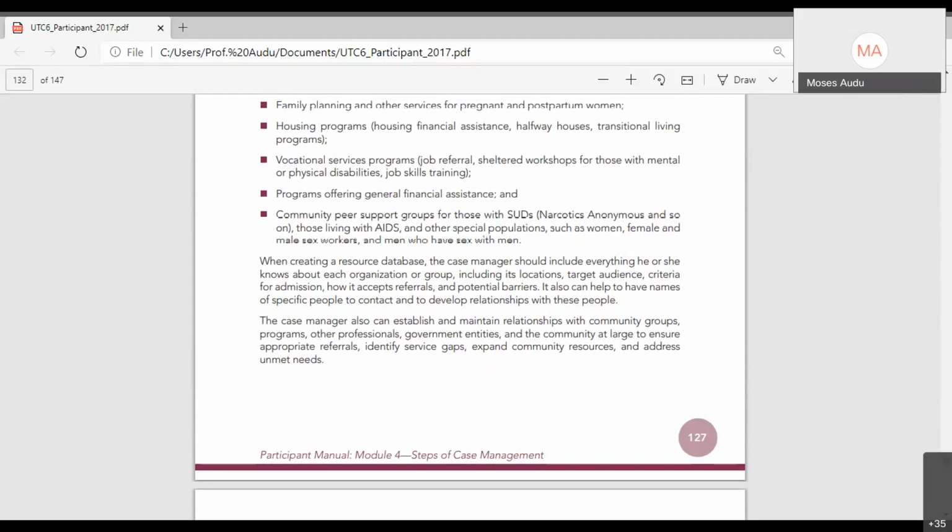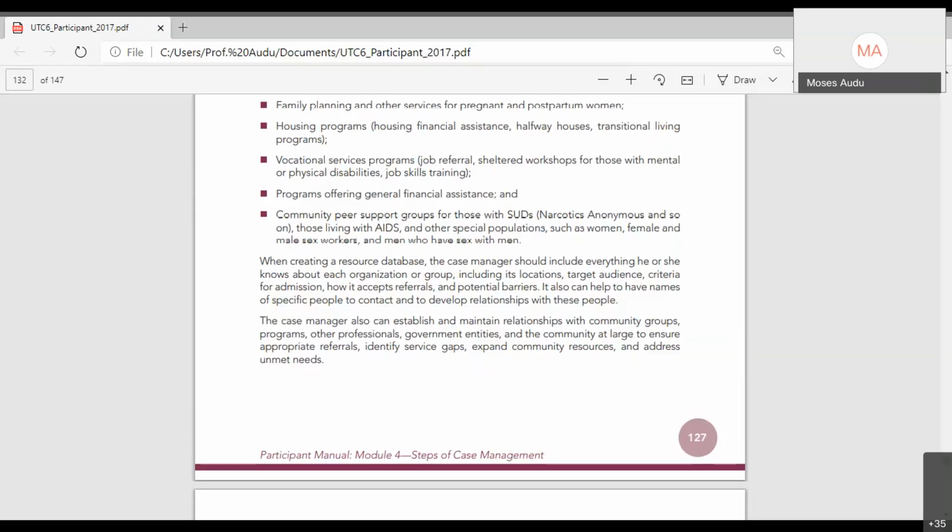So when creating a resource database, the case manager should include everything he or she knows about each organization or group, including its locations, target audience, criteria for admission, how it accepts referrals, and potential barriers. It also can help to have names of specific people to contact and to develop relationships with these people. So the case manager has all this data.